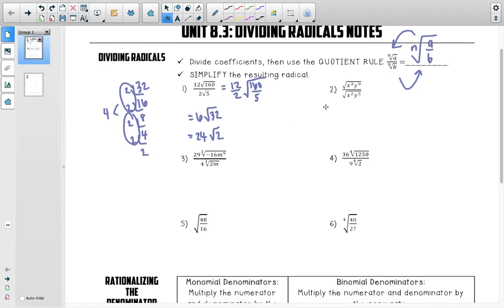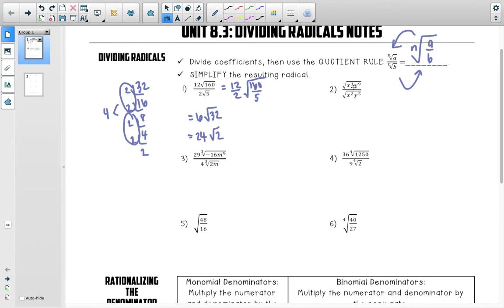Okay. I'm going to do 2. I'm going to do 3. And I'm going to do 4. But I'm not going to do 5 and 6. Okay. It's really no different than what we just did.